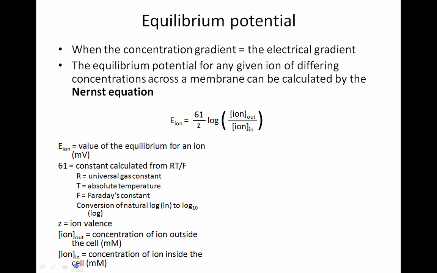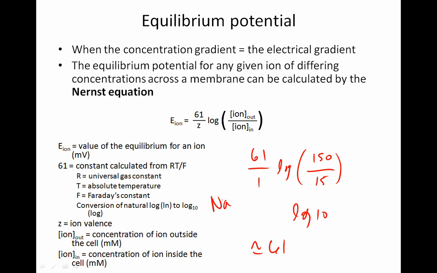So, for example, with sodium, this is just an example. Sodium has an ion concentration outside the cell of about 150, and an ion concentration of about 15 on the inside. Take the log of that. It has a valence of 1. 15 goes into 150 10 times. So a log of 10 is 1. 1 times 61 is about 61. So for sodium, the equilibrium potential is about 61. It's actually closer to 60. We'll go with that later. All right. So that's in essence how you do it.